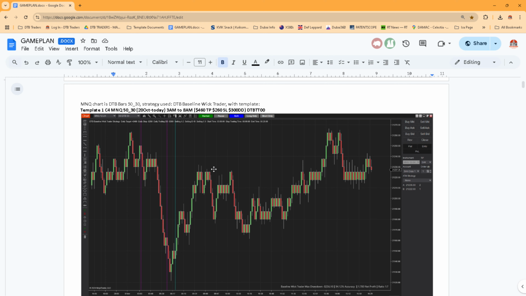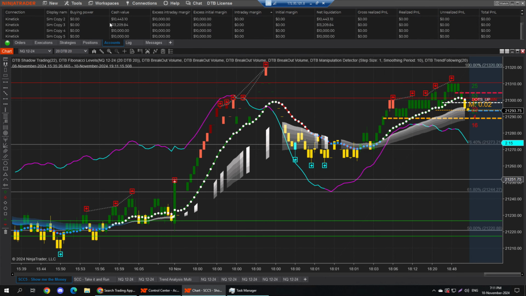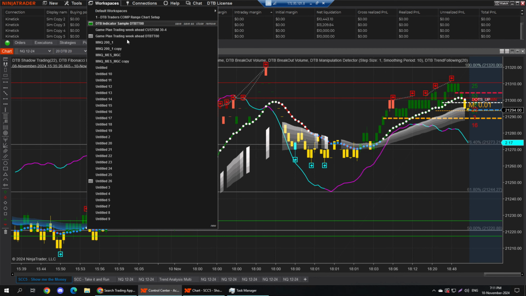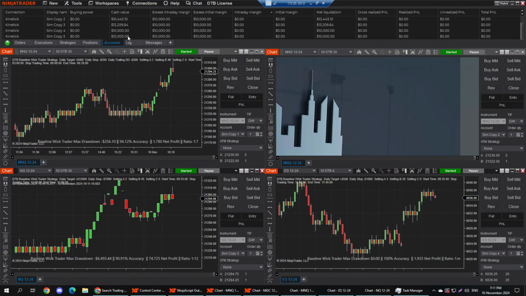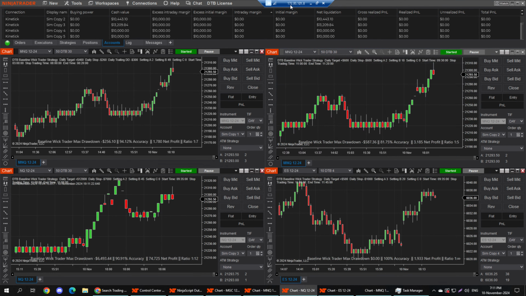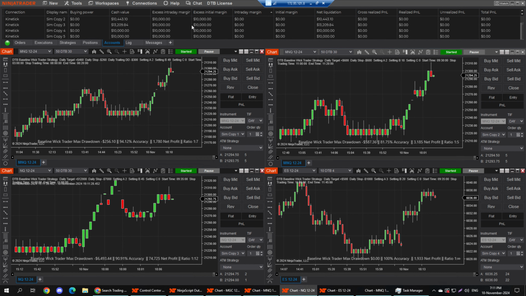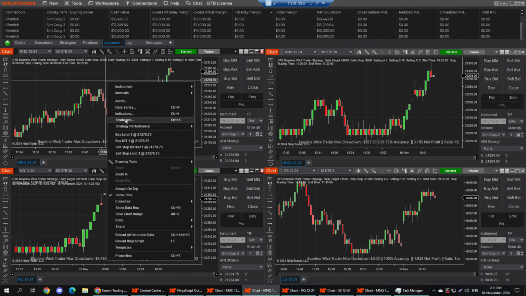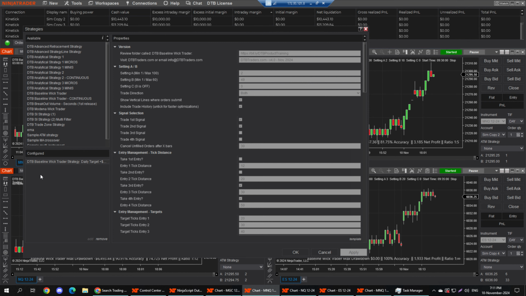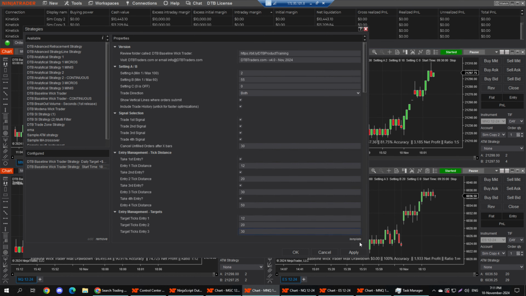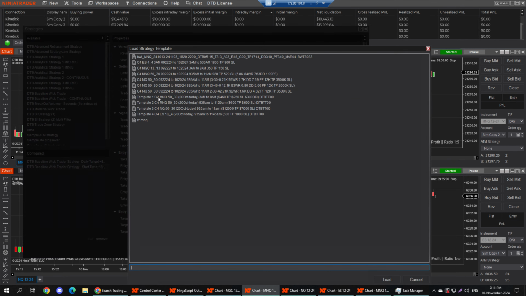As soon as you load up the workspace for the game plan, you're going to see that the charts are there. So if we go to workspaces and we go to game plan ahead, this is exactly what will pop up when you open up the workspace for the game plan. And then all you have to do is go into the strategies on each of the windows, add the baseline Wick Trader. I've just got mine set up already, but you basically add the baseline Wick Trader and you go template, load, and then you'll be able to select it over here.